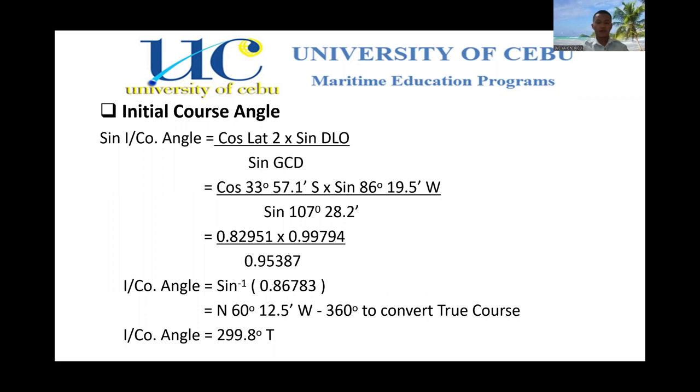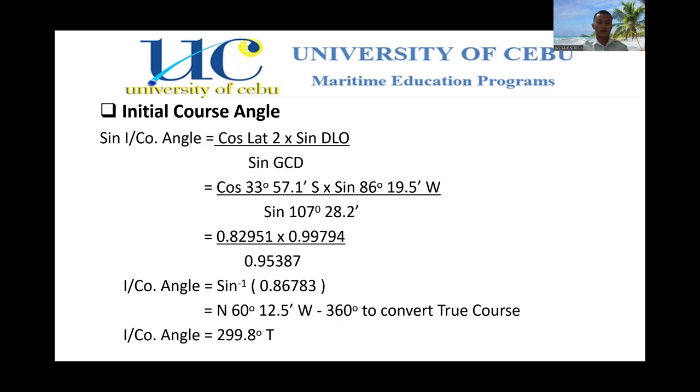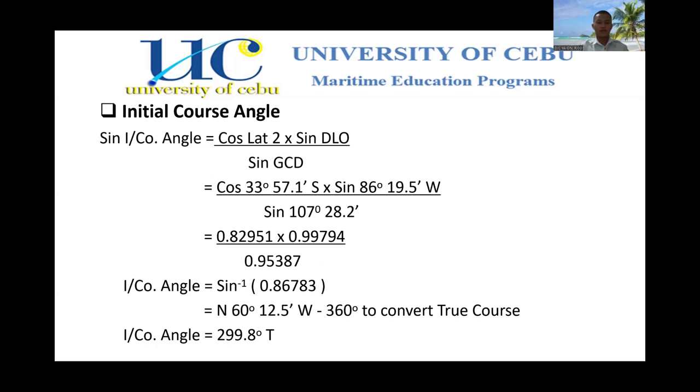To get the direction, we have here the rules. Make latitude 2 negative if crossing the equator. In naming, the prefix must be according to latitude 1. Our latitude 1 is in north direction, so we have here the prefix, which is north. And next, the suffix must be according to our d long. Our d long is in westerly direction. So we have here north 60 degrees 12.5 minutes west.